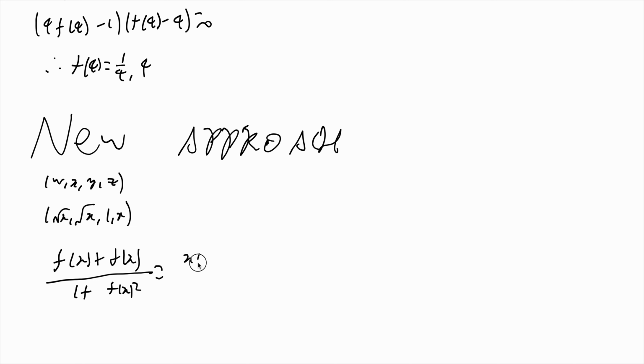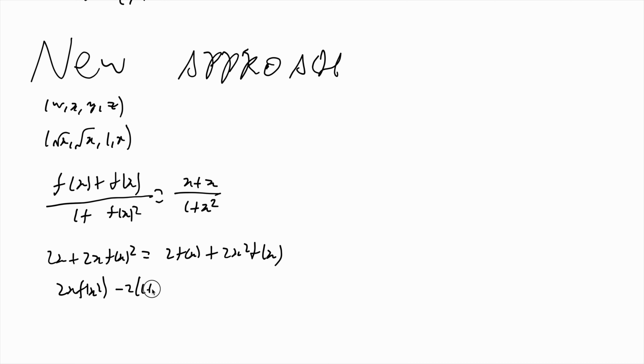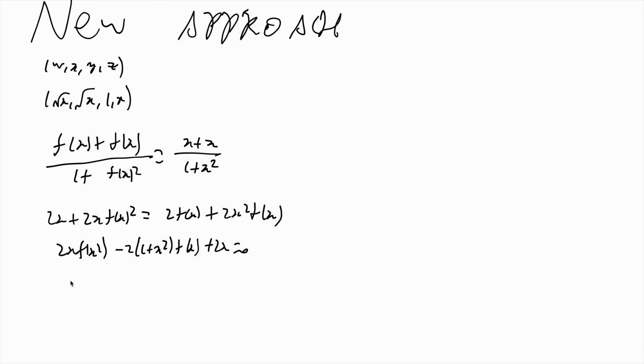This equals x plus x over 1 plus x squared. Okay, so we have 2x plus 2x f of x squared equals 2f of x plus 2x squared f of x. Organizing them, we have minus 2, 1 plus x squared f of x plus 2x equals 0. So I think we can factor them.